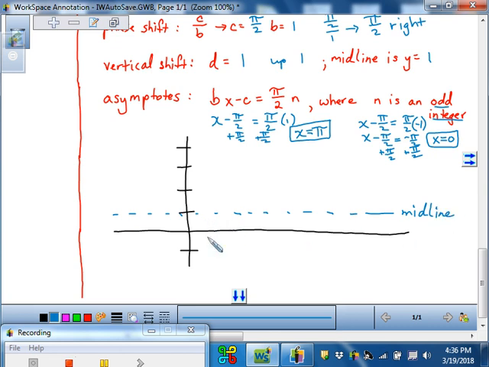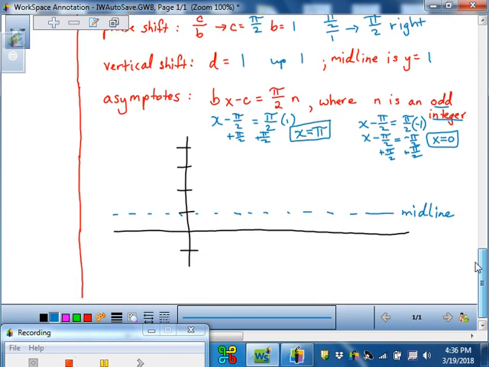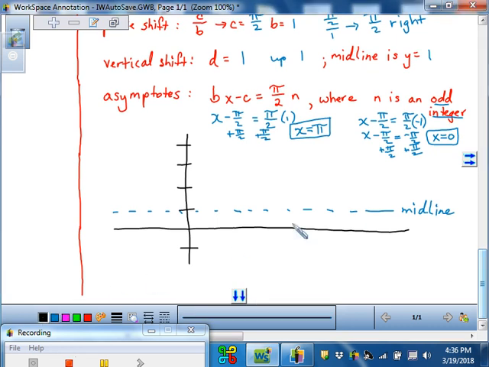Next thing we're going to do is look at our period. Let's go ahead and mark that off. The period is 2 pi. Just like before, we divide it into fourths. So we have half of that is pi, half of pi is pi over 2, halfway between pi and 2 pi is 3 pi over 2.